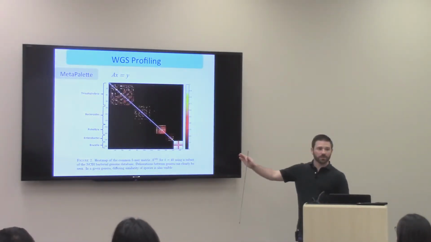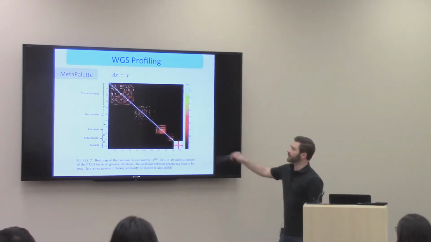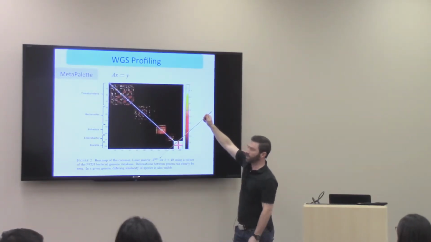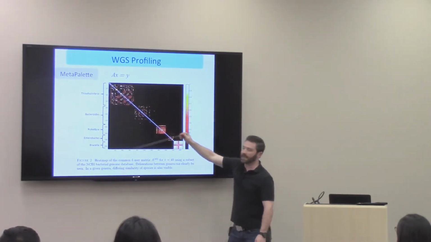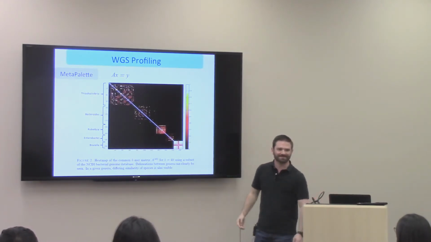Long k-mers are good because if you want to tell taxonomy apart, it's a lot easier with long k-mers. So this is a heat map of one of those matrices A for k equals 40, and you can see that it's really easy to tell Bacteroides apart from Brucella, for instance.